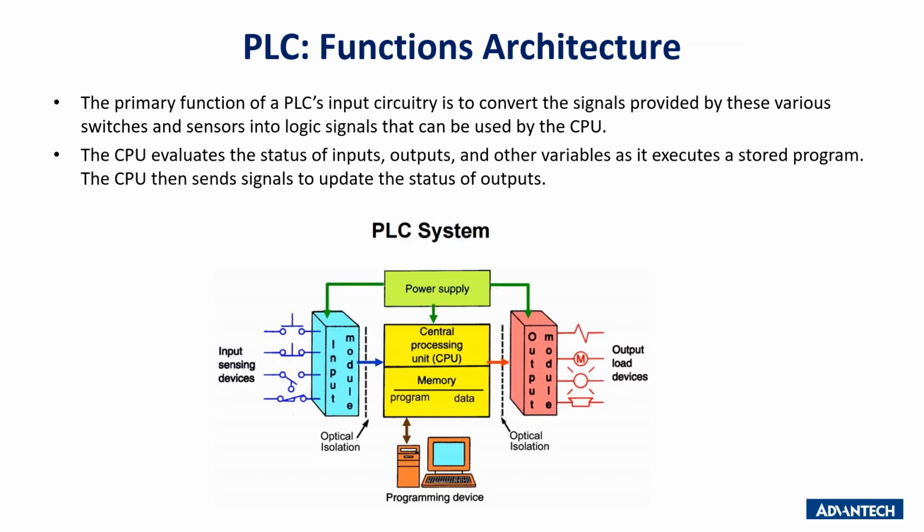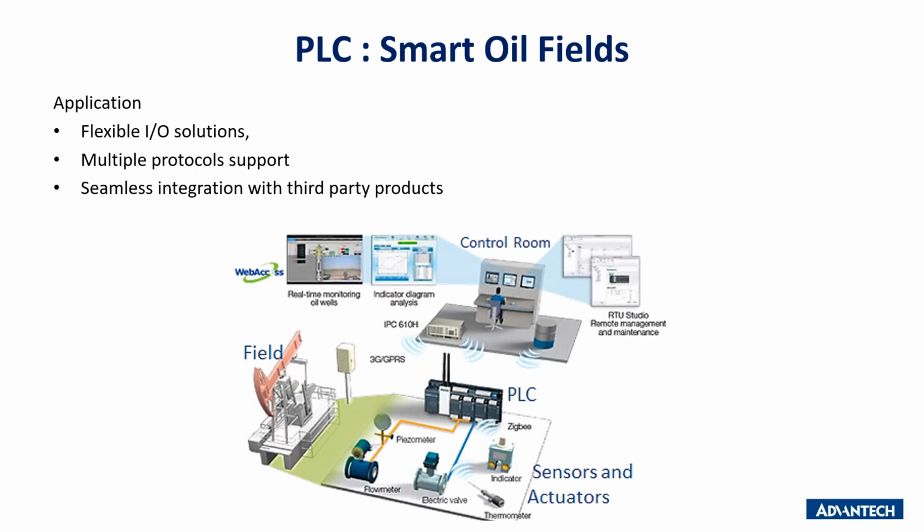The PLC mainly has 5 parts: input module, output module, CPU, and power supply. The primary function of a PLC's input circuitry is to convert the signals provided by these various switches and sensors into logic signals that can be used by the CPU. The CPU evaluates the status of inputs, outputs, and other variables as it executes a stored program. The CPU then sends signals to update the status of outputs.